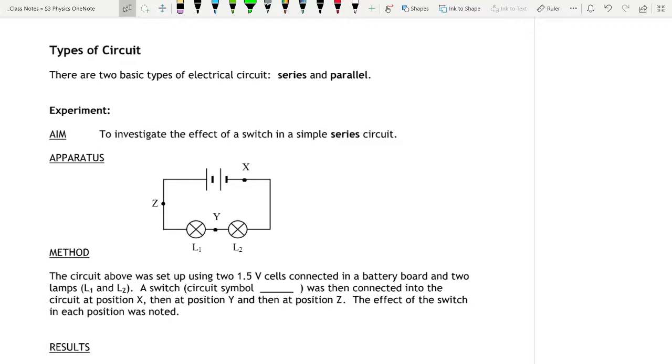Okay, so we're first of all going to look at series circuits. Now, if you don't need them just yet, in the boxes, you've all got boxes at the side of your desks. There's a bunch of equipment.